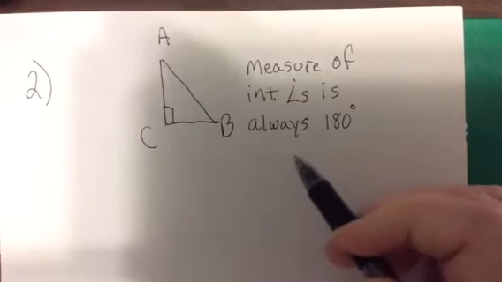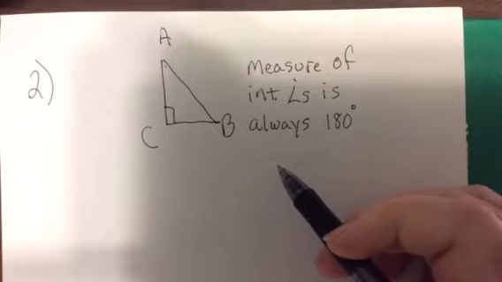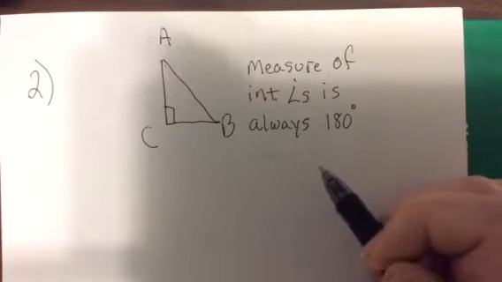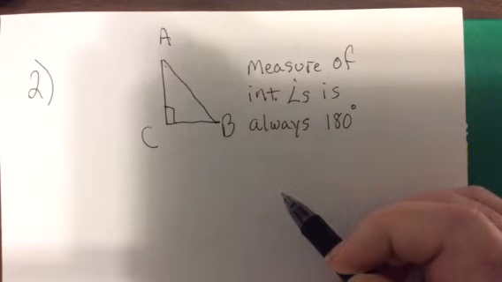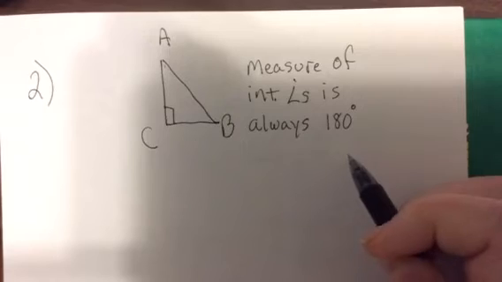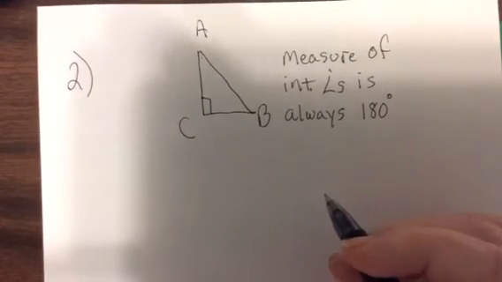Now, there's also a word you don't need to know right now, but it's supplementary. Supplementary means when you have a group of angles that add up to 180. Complementary is when you have angles that add up to 90. So angles that add up to 180 is supplementary. Angles that add up to 90 is complementary.